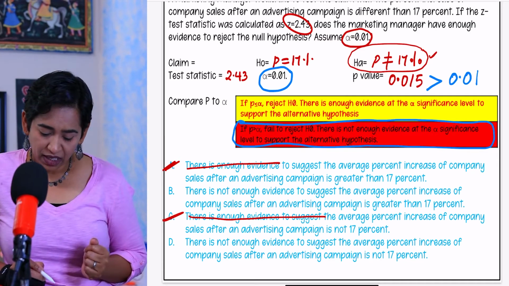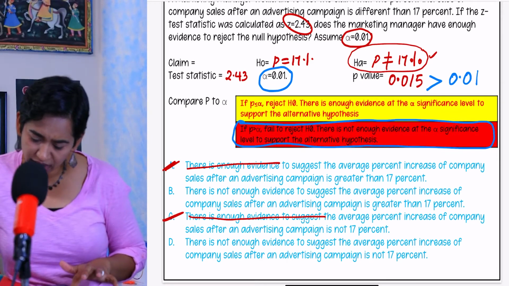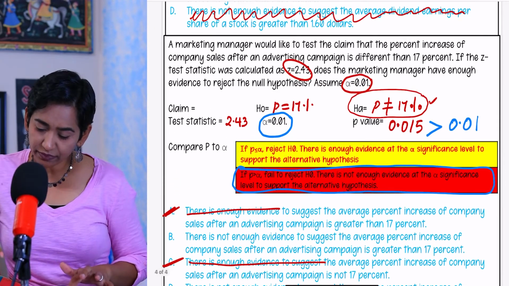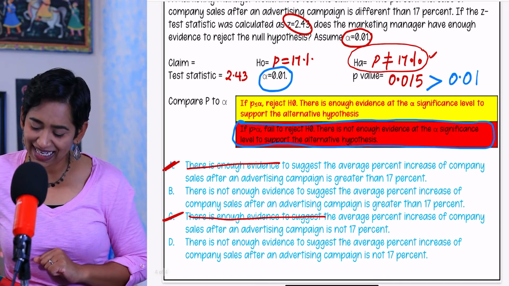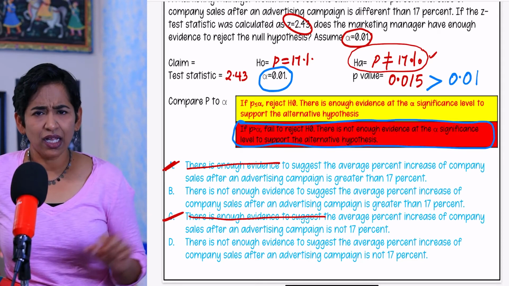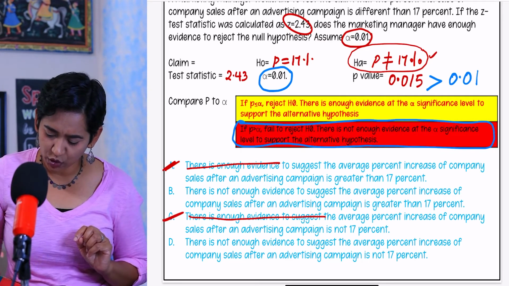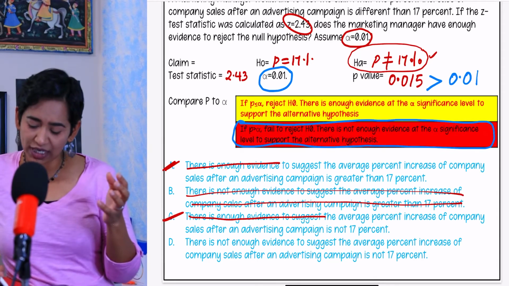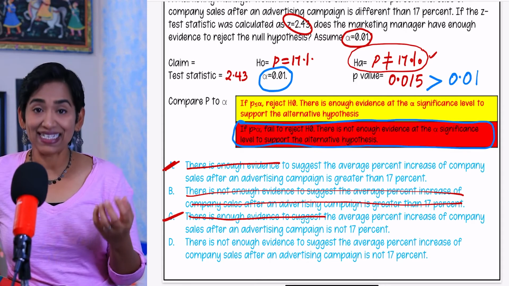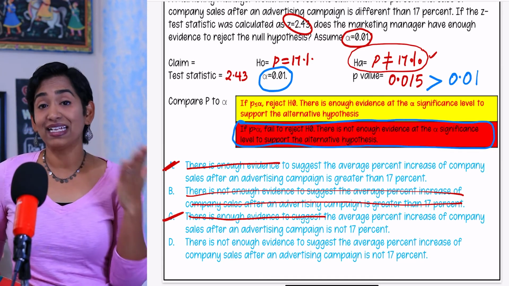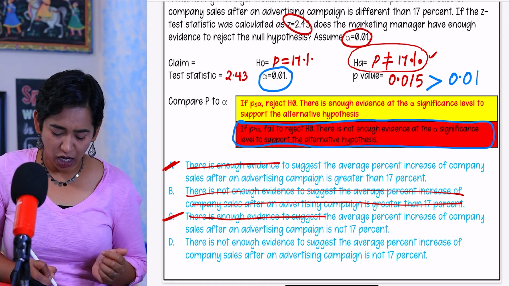Let's go ahead and take a look. There is not enough evidence to suggest that the average percent increase of the company sales after advertising is greater than 17. No, my alternative is not greater than. My alternative is different, so not this one either. There is not enough evidence to suggest that the average percentage increase of the company's sales after advertising is not 17%. That's right. It's not 17%. That means it could be less than or it could be greater than. So my option is option D.